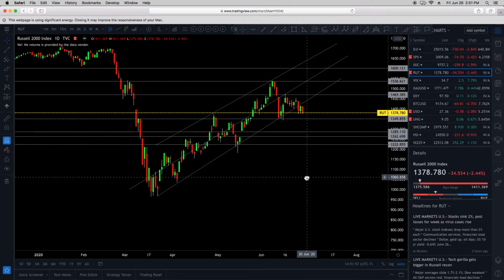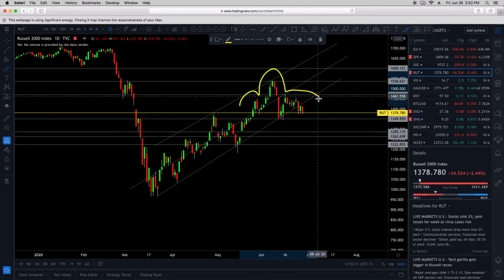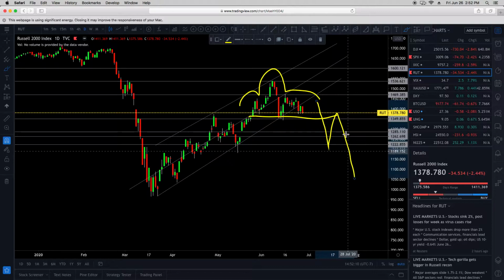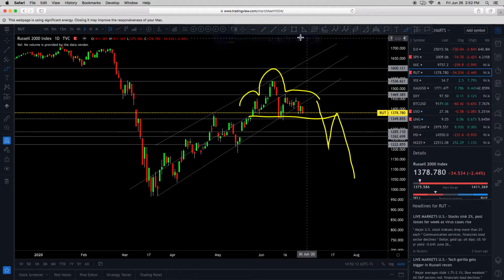Russell 2000 index. Okay, this one's a little easier to see. Okay, possible head and shoulders, right? But what could happen here is this needs to break the neckline, probably test it, and then go down, okay, for a confirmed real head and shoulders.